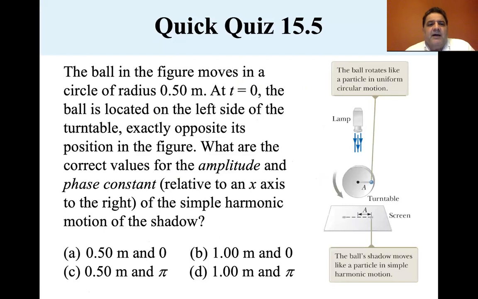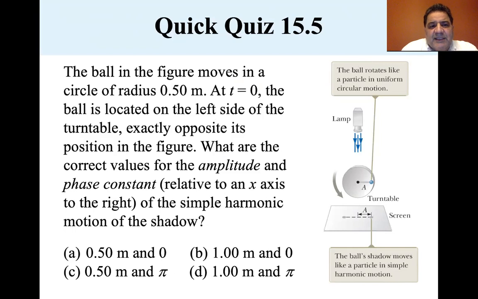Now let's look. The ball in the figure moves in a circle of radius 0.5 meters. At t equals 0, the ball is located on the left side of the turntable, exactly opposite the position in the figure, because in the figure it's on the right side. What are the correct values for the amplitude and phase constant relative to an x-axis to the right of the simple harmonic motion of the shadow? Well, the amplitude is going to be the max radius, which is 0.5. So only A and C are eligible there.